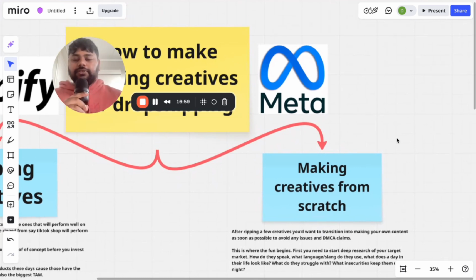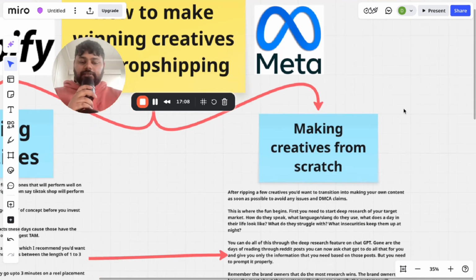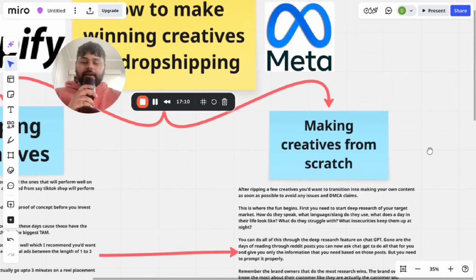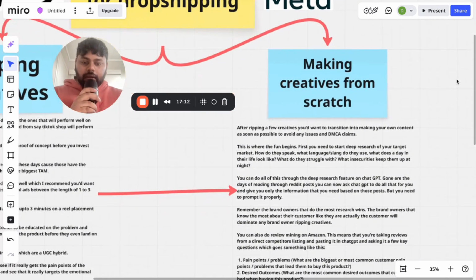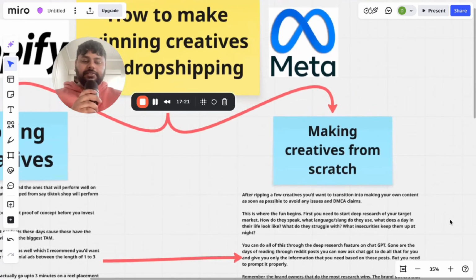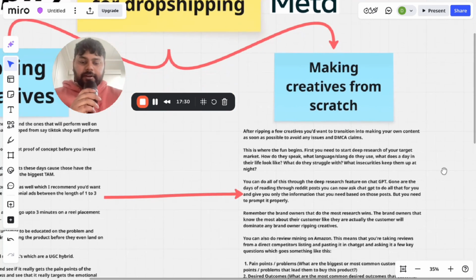So first, you need to do deep research of your target market, right? How do they speak? What language do they use? What does a day in their life look like? What do they struggle with? What insecurities keep them up at night, right? You can do all this through the deep research feature on ChatGPT. Gone are the days of reading through Reddit posts. You can ask ChatGPT to do all that for you and give you only the information that you need based on those posts. But you need to prompt it properly, right?